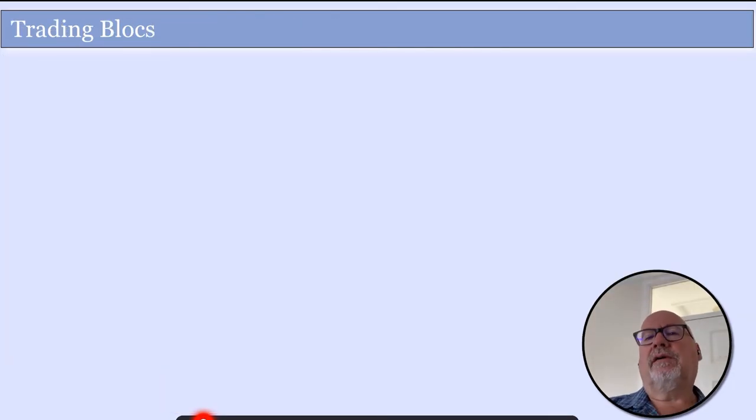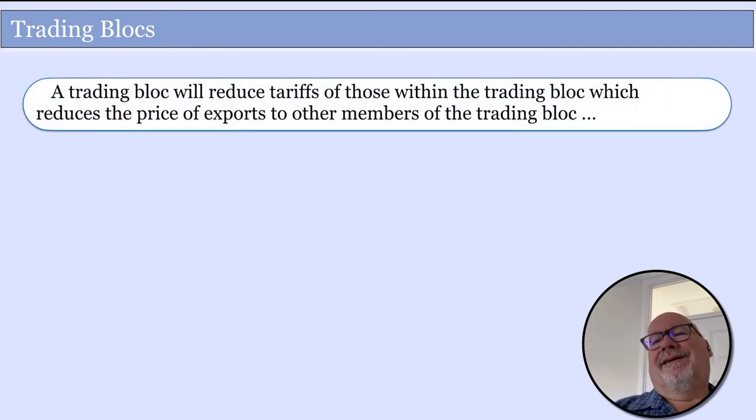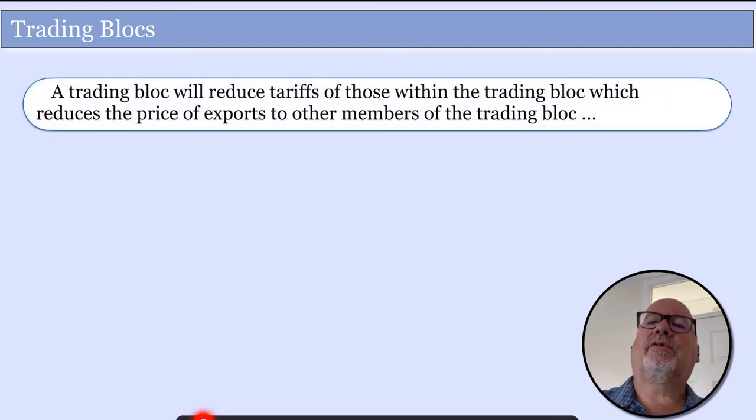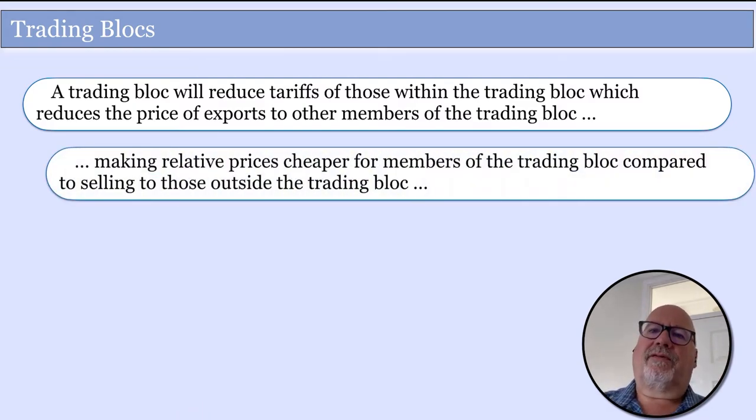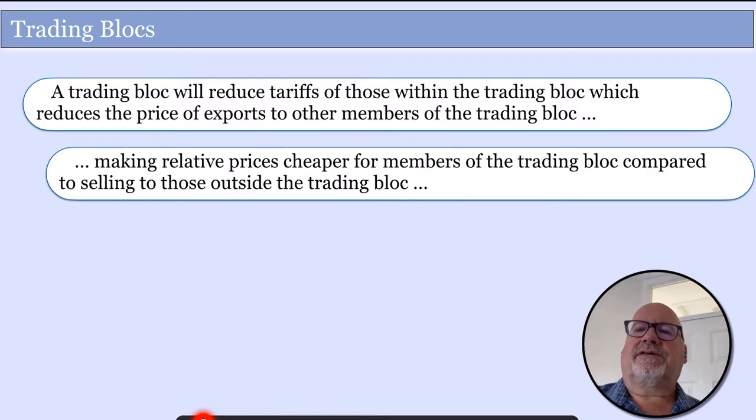Okay, third one, a bit easier this one, trading blocs. We all know, hopefully, what a trading bloc does. It reduces the tariffs within the trading bloc to other members of the trading bloc. It puts a common tariff against other countries outside the trading bloc, but it has a reduced or no tariff within the trading bloc. Therefore, the relative price of trading with members of the trading bloc is going to be lower. And it's useful to talk about relative prices, okay?